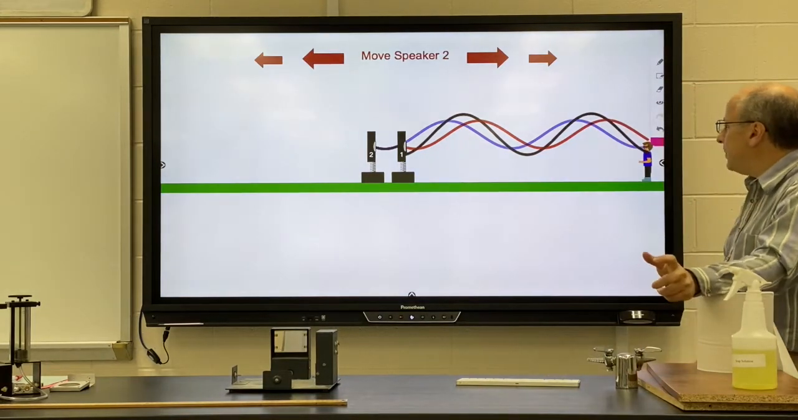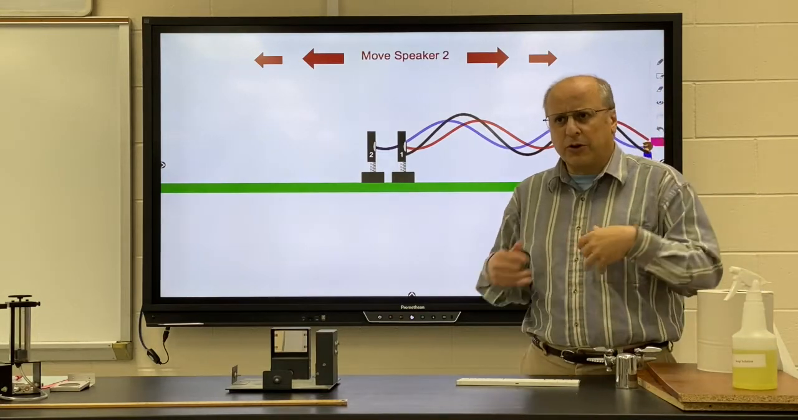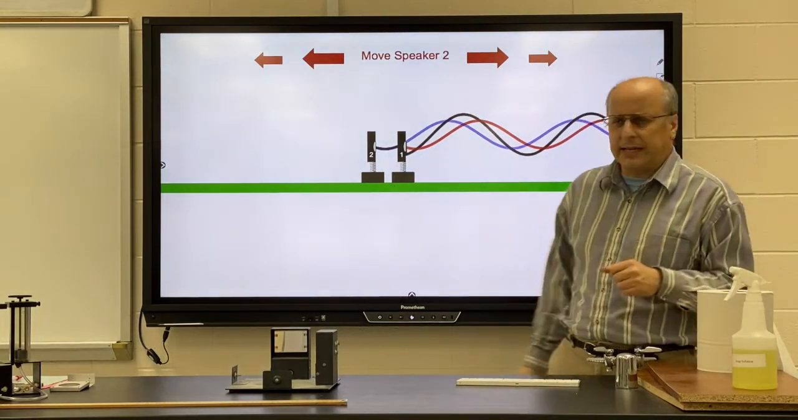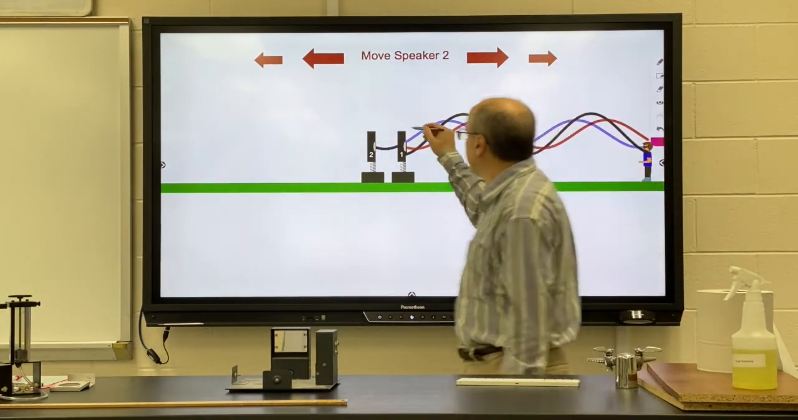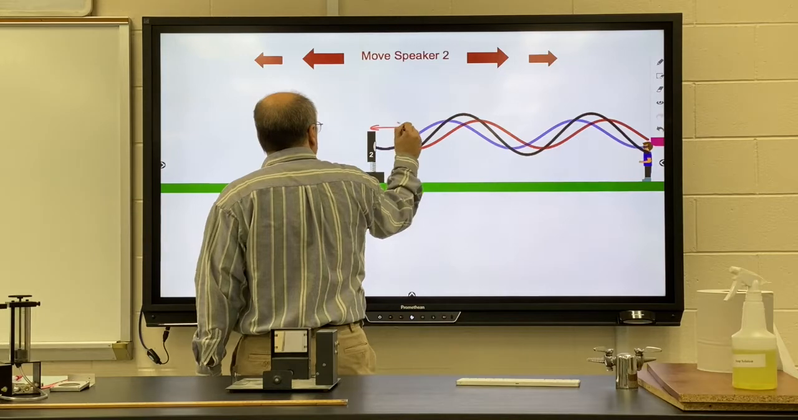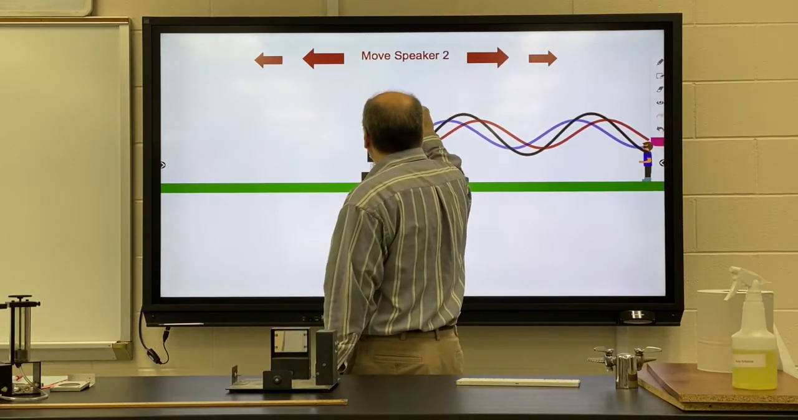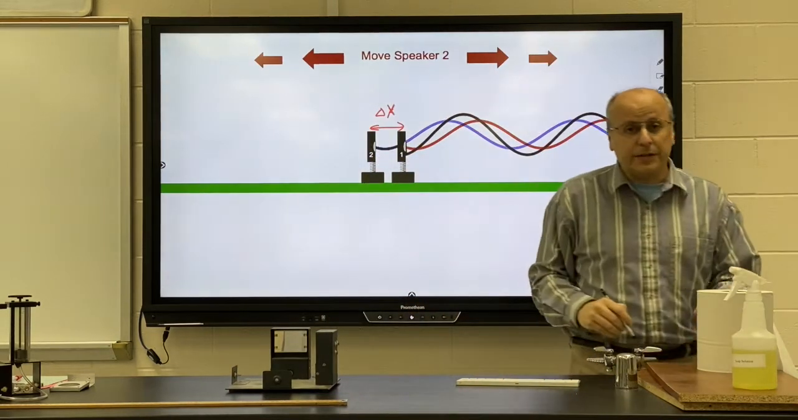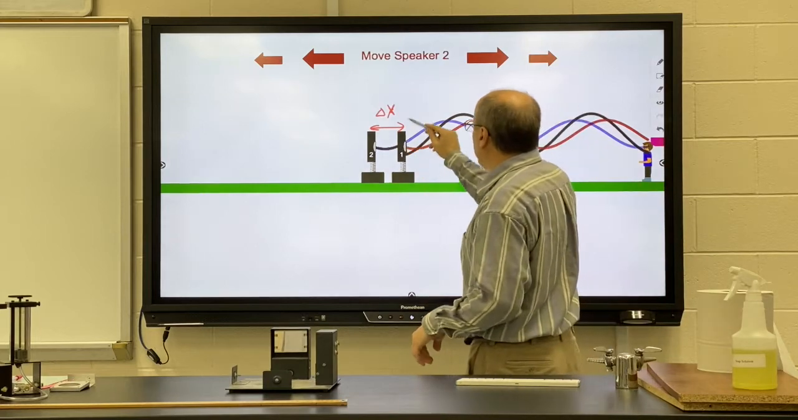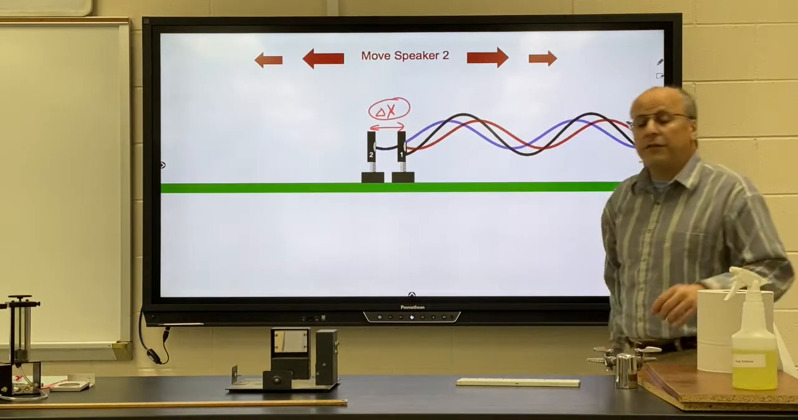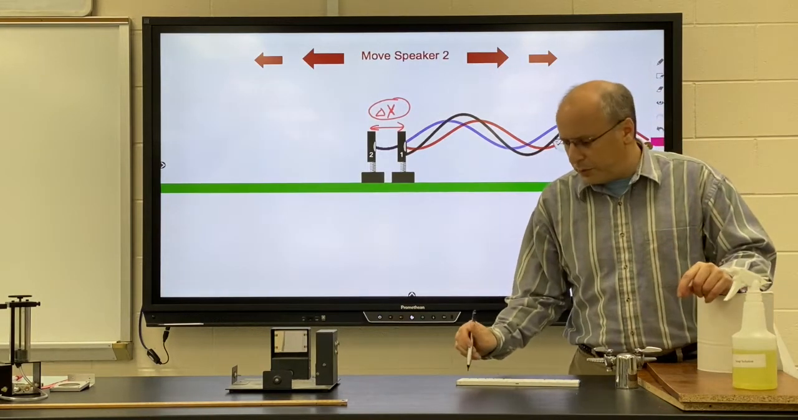Okay, so we're going to have two speakers producing an identical wave, one frequency. We're not talking about a sound that has lots of frequencies in it, but a single frequency sound, and we're going to put the speakers different distances away from the person. And this is called delta X, is the difference between the two speakers. So the blue wave will have traveled a delta X farther than the red wave. Keep this in mind, it's very important.